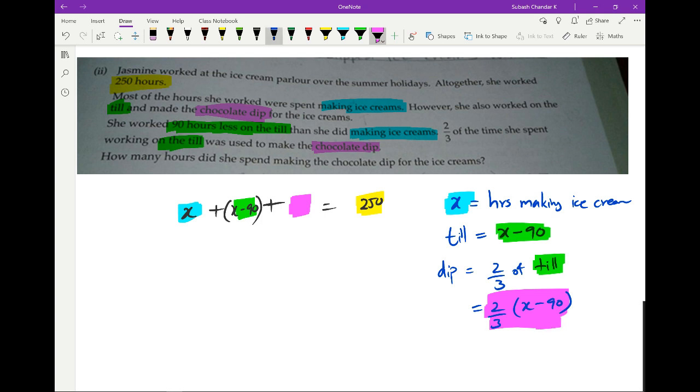Now I realize I've written it out quite small, but I'm going to try and fix that. So we've got 2/3 of X minus 90. Let me rewrite that. I've got X, which is the hours making ice cream, plus X minus 90, which is the time she worked on the till, plus 2/3 of the time she worked on the till, and all of that is equal to 250.